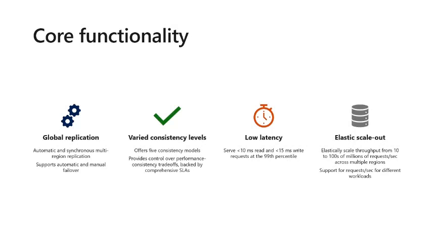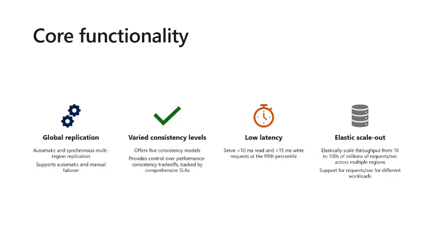Core functionalities. Azure Cosmos DB has 4 core features that are the same regardless of which API you use. First one is global replication. Second, varied consistency levels. Third, low latency. Fourth, elastic scale out. Let's talk about them. What are they? Global replication. It is globally replicated automatically. So automatic and synchronous multi-region replication, and it supports automatic and manual failover.